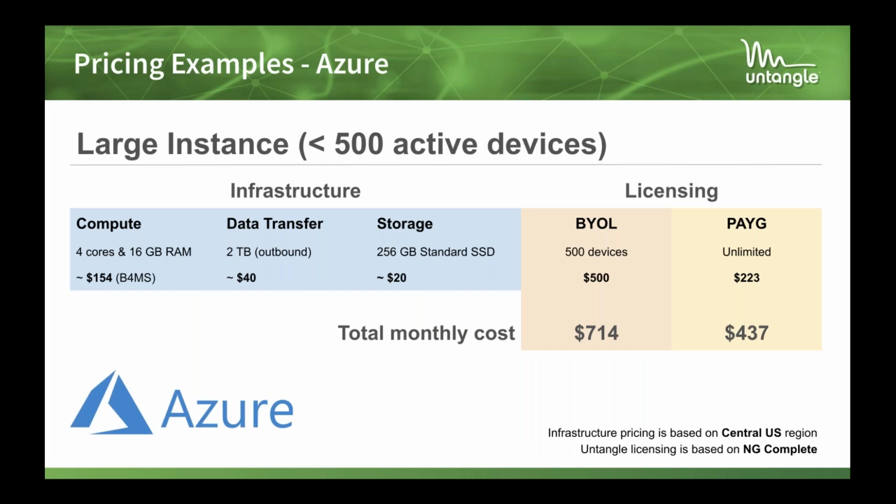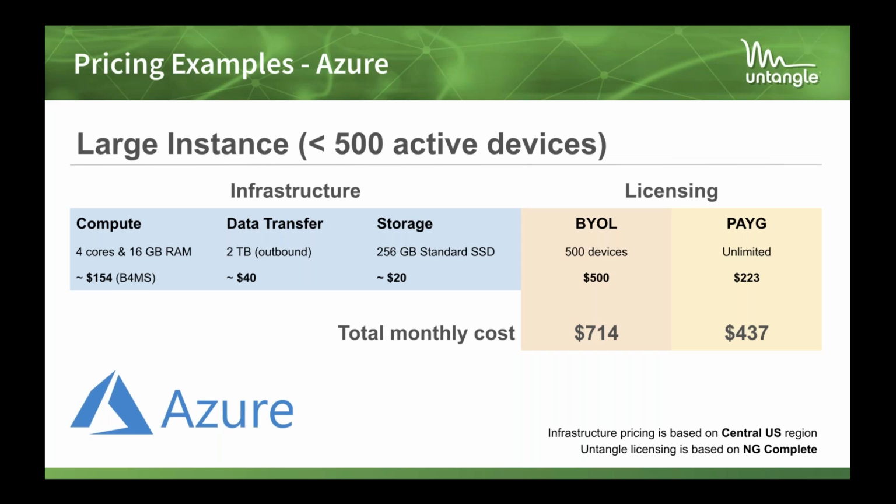For a larger instance of upwards of 500 devices, in this case we're looking at an instance of 4 cores with 16 gigs of RAM, so something like our Z12 type of appliance. It's going to run you about $154 for the instance. Then we'll assume about 2 terabytes of data transfer at $40, and then a 256 gig SSD, which will give you quite a bit more reporting, and that's going to be $20. So your infrastructure cost there is going to run you just over $200 for that type of virtual appliance.